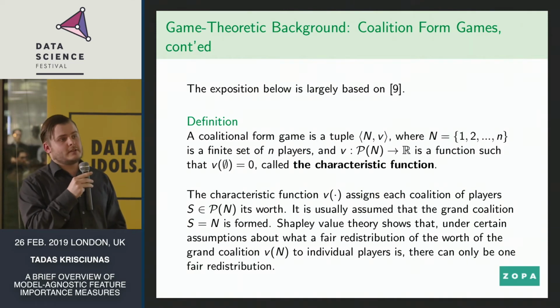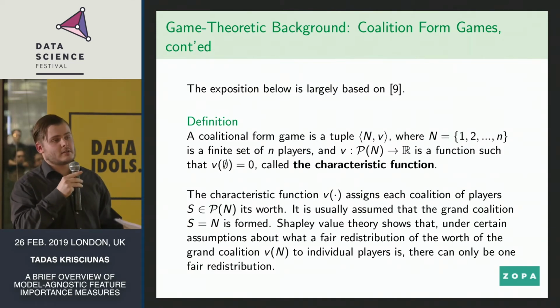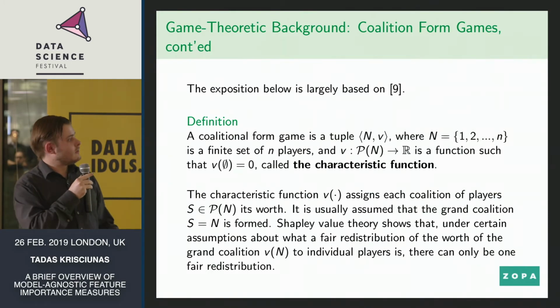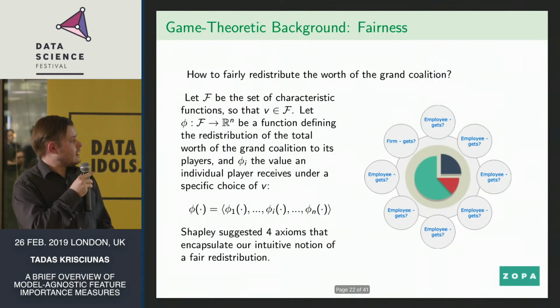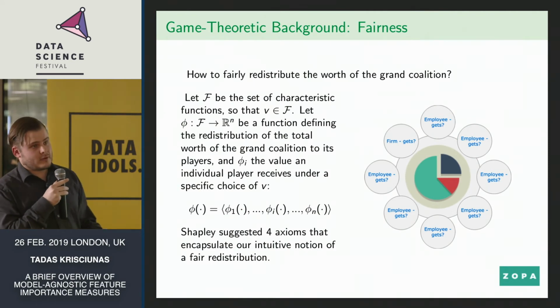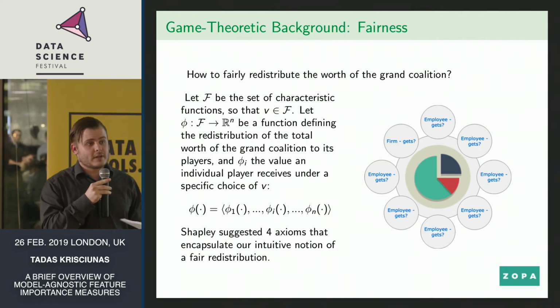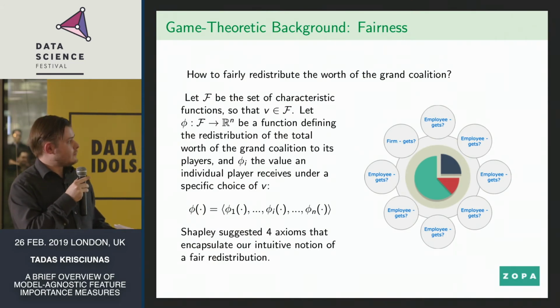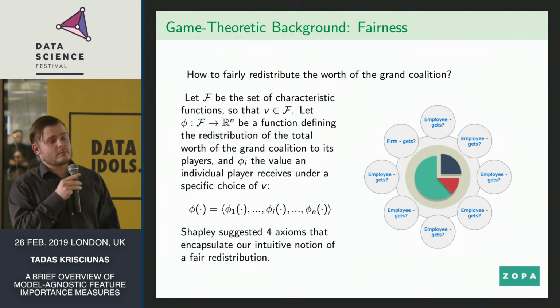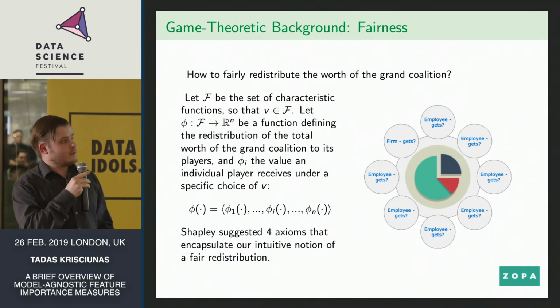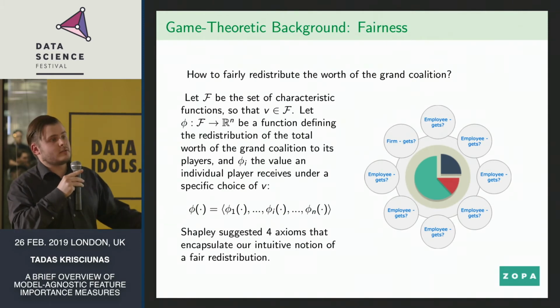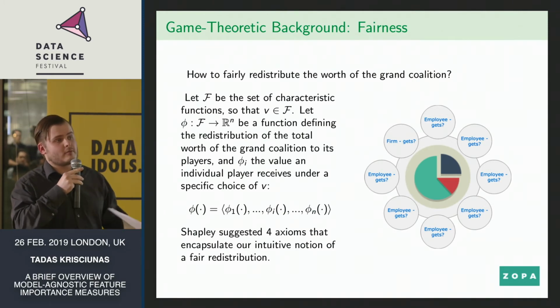We usually assume when we are dealing with coalition-form games that a grand coalition, that is, a coalition of all players, is formed. It has a particular worth, and we are considering how to redistribute that worth to individuals, and not only how to redistribute it, but also how to do so in a fair way. So we want the total profit, that is the worth of the grand coalition, to be split into parts which are not equal, but which somehow reflect the credit of each particular player.